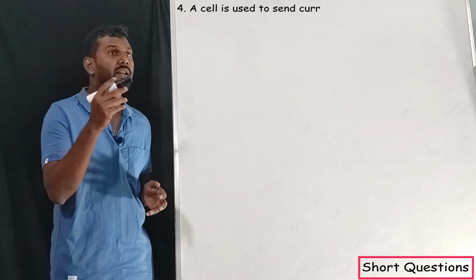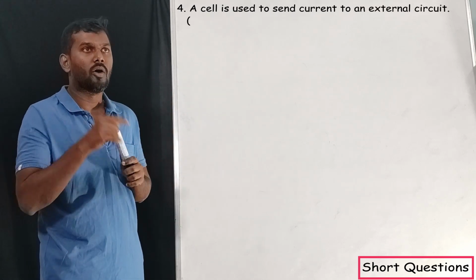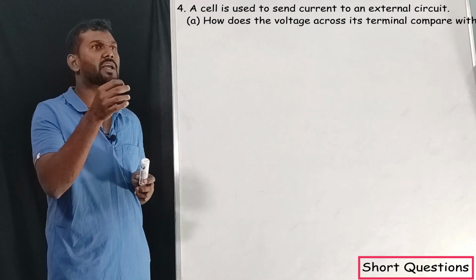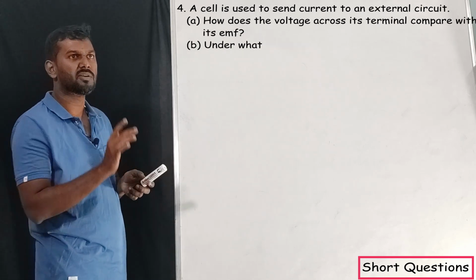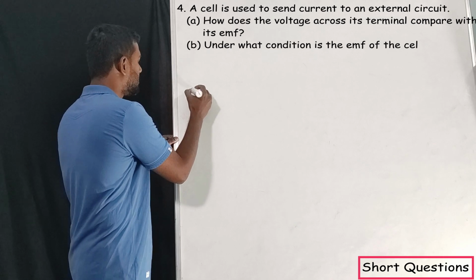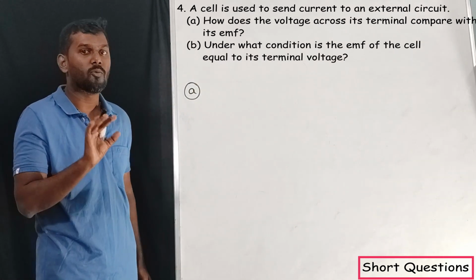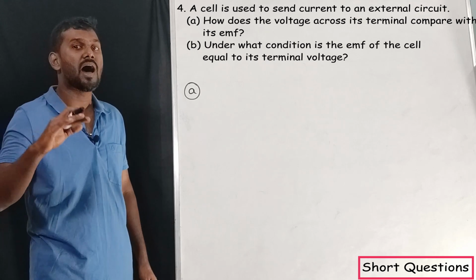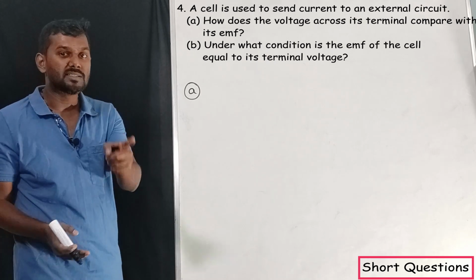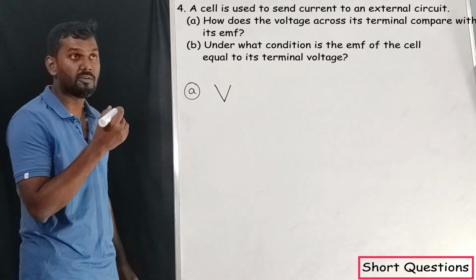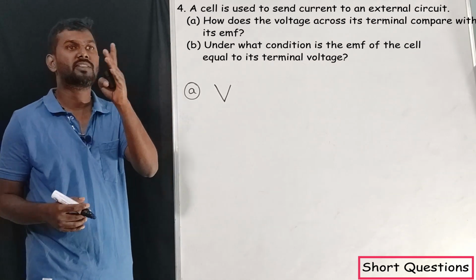Our next question: a cell is used to send current to an external circuit. First, how does the voltage across the terminal compare with its EMF? We have one more sub question. First we'll solve the first sub question. What do you mean by voltage across the cell or voltage across the terminal? That is nothing but terminal voltage, capital V, compared with EMF.